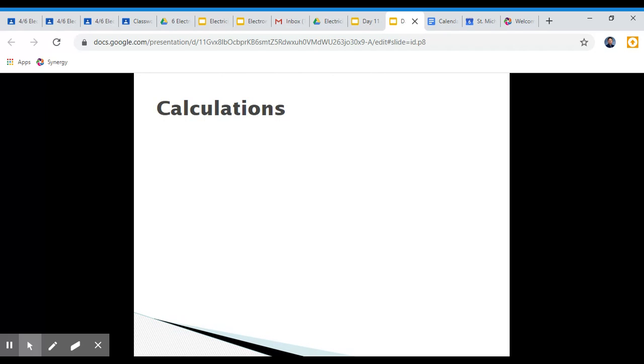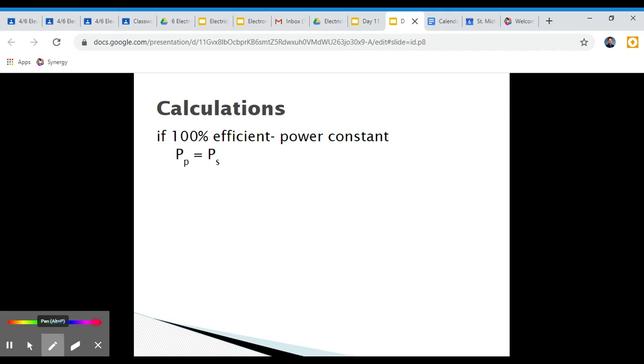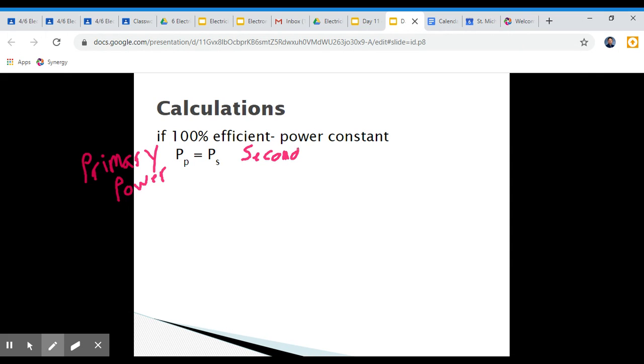So, as I was saying before, since we know that we're going to be keeping power 100% efficient, we can set up a couple ratios here. I'm going to say P sub P is equal to P sub S. And what that means is that my primary power is going to be equal to my secondary power.